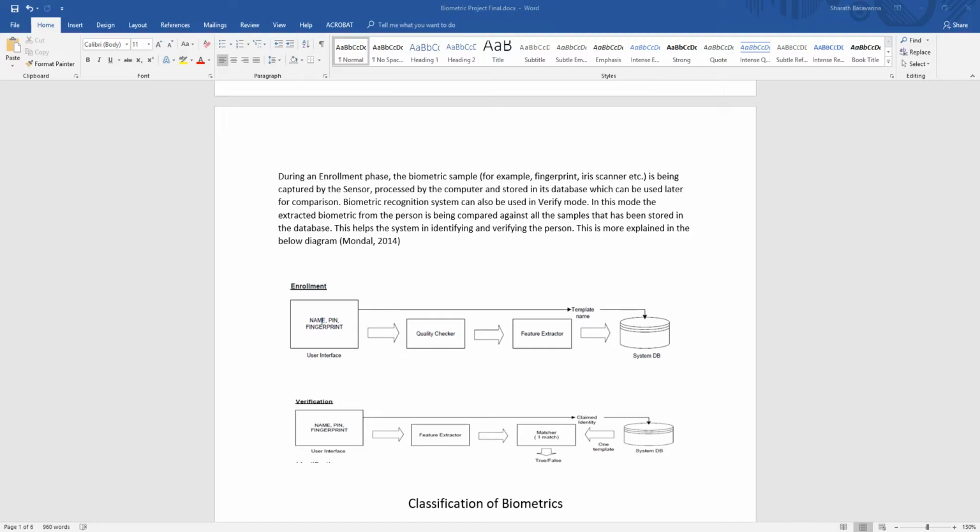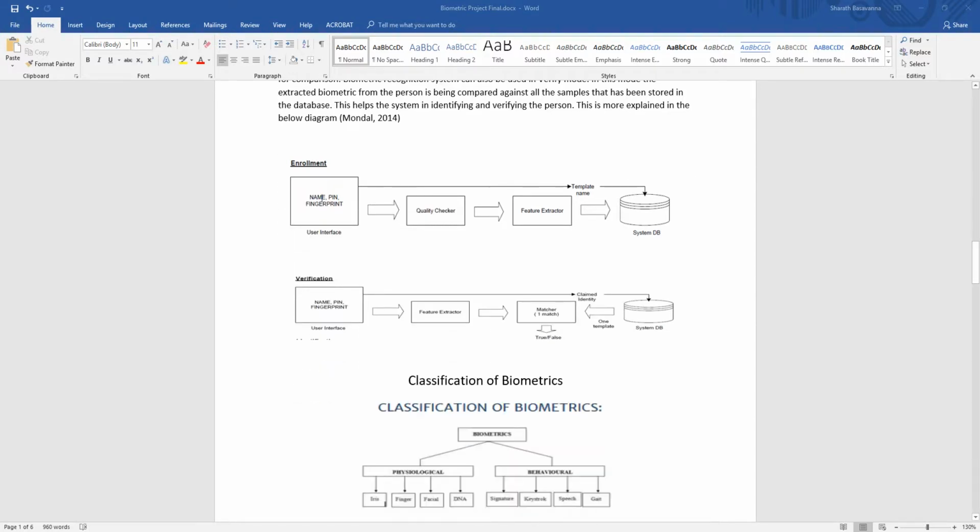In a verification or matching phase, if I give the image of one particular data, after doing the feature extraction, it identifies the templates in the system DB and does the matching process. If it is true, it authenticates and authorizes. If it is false, it says that this particular feature or this particular image is not stored in the DB or something like that.